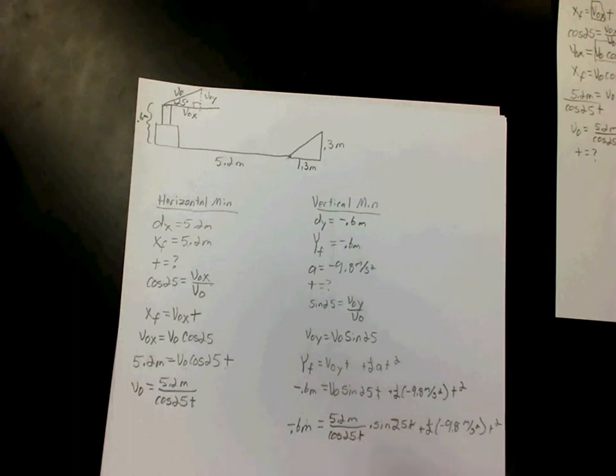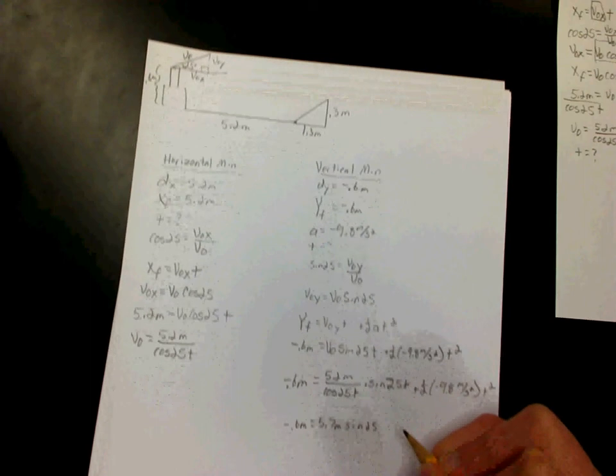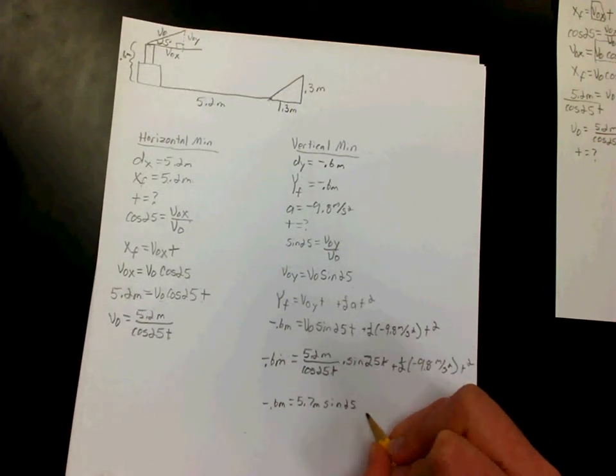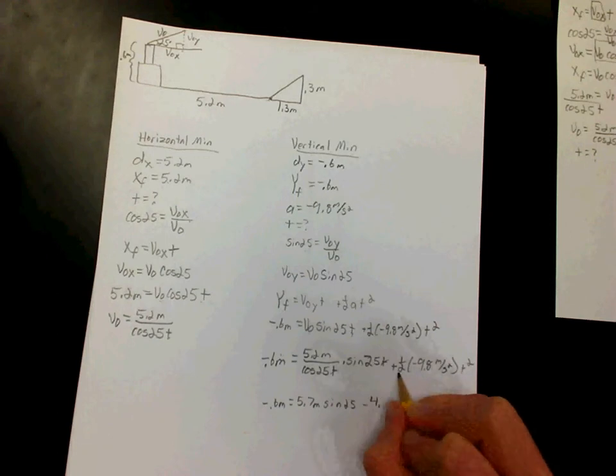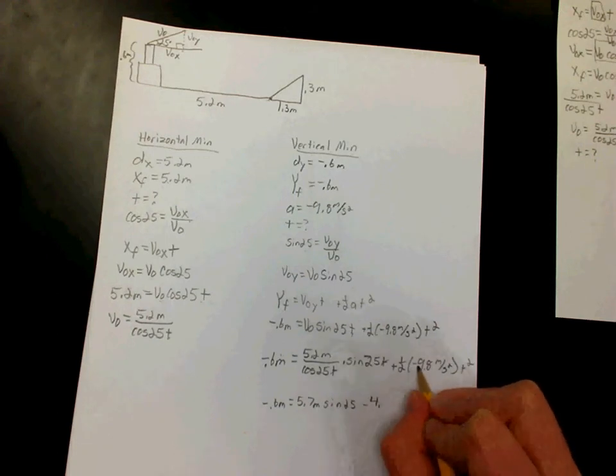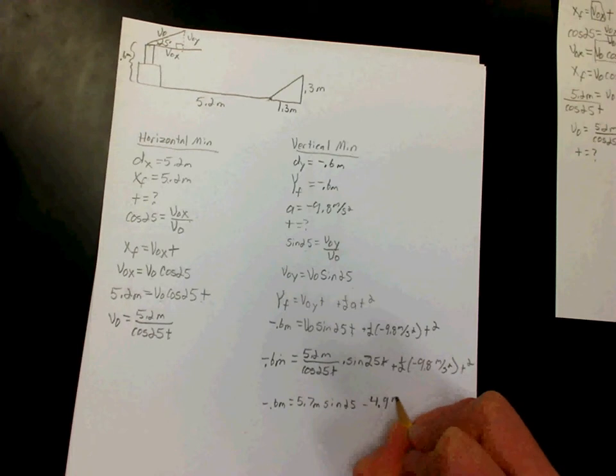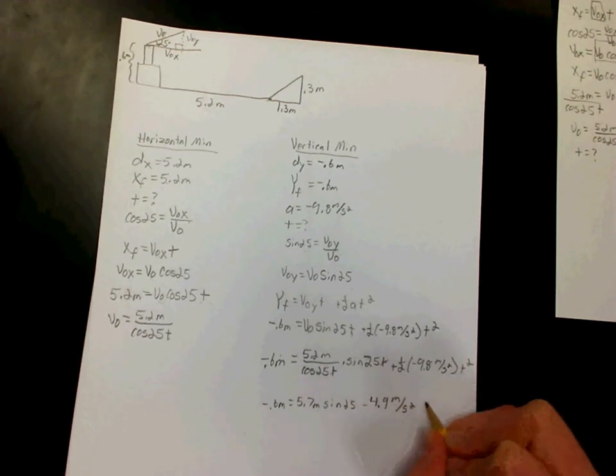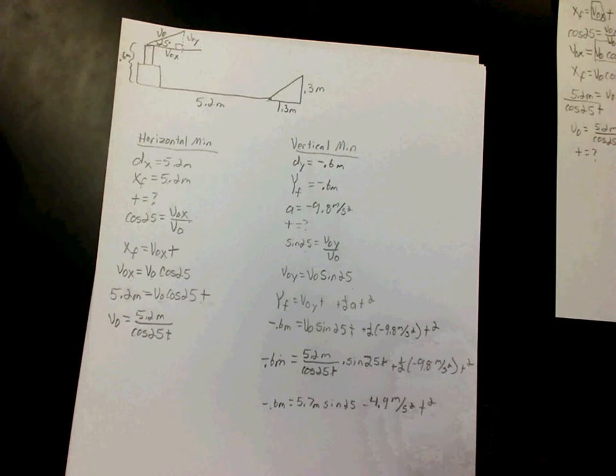You can start to throw things in your calculator now. Negative 0.6 meters is going to equal 5.7 meters times the sine of 25. I'm just doing this step by step. If you wanted to throw it all in at one time, you're more than welcome to. Minus your 4.9, it changes the sign because you're multiplying times a negative, so 4.9 meters per second squared times your time squared. All right.